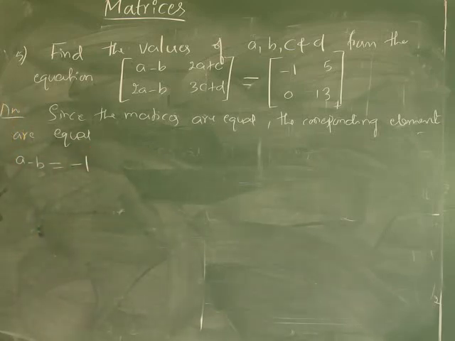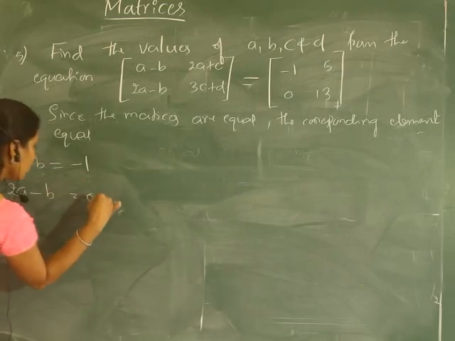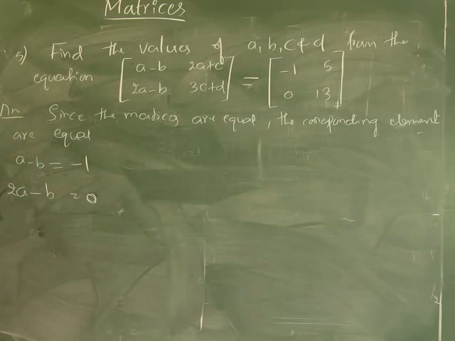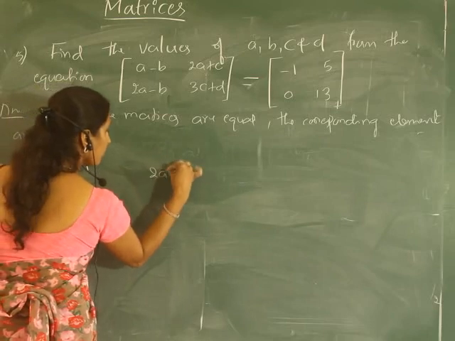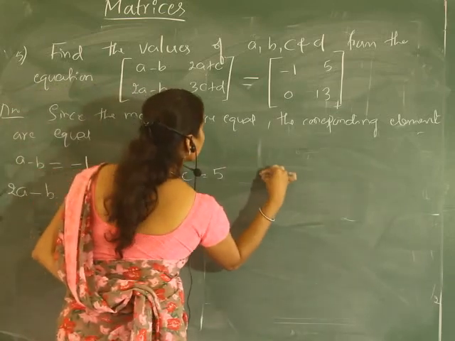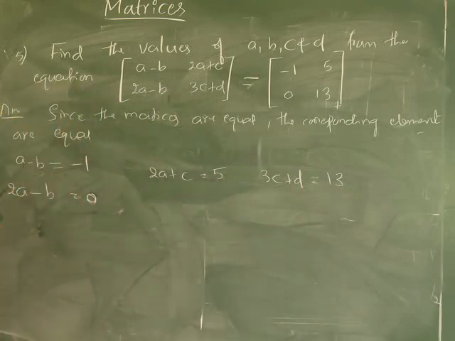Then we have to solve the simultaneous equations. So I'll write A minus B, below that 2A minus B is equal to 0. Then 2A plus C equal to 5. Next one is 3C plus D is equal to 13. So we are getting 4 equations.